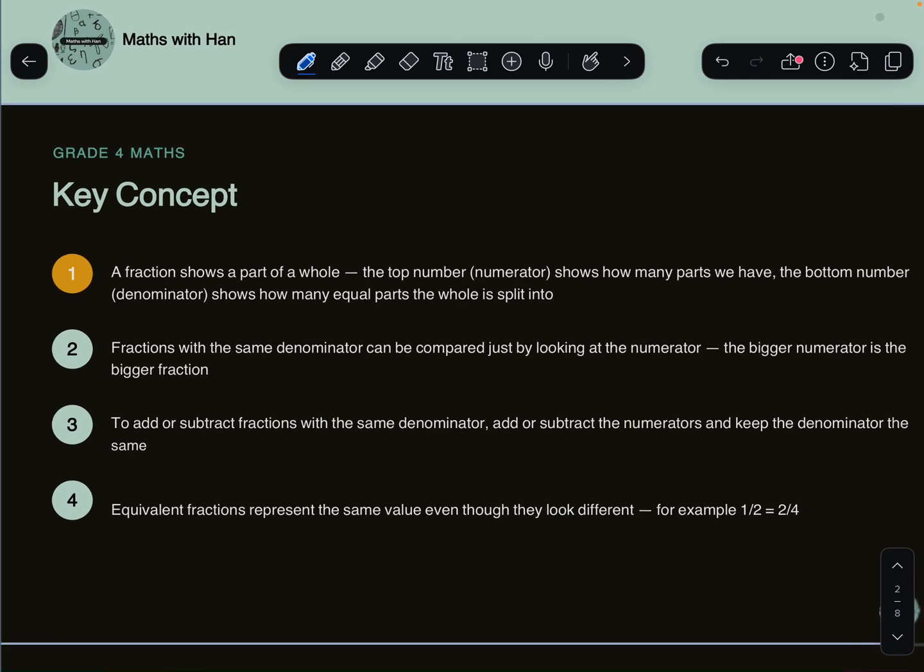Okay, so let's get some space here. For example, if we've got a cake like this and it is divided into 2 halves, a fraction is like 1/2, so it shows a part of a whole. The top number, or the numerator, shows how much we have. So we have 1 piece of this cake.